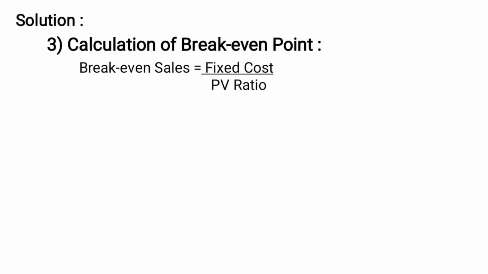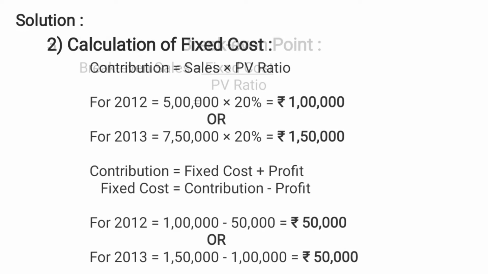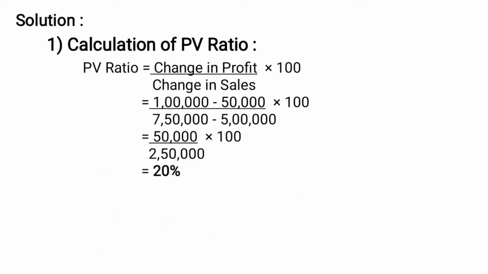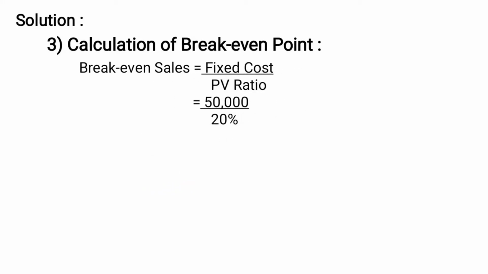Third, calculation of break-even point. Break-even sales is equal to fixed cost divided by PV ratio, which will be equal to fixed cost amount is rupees 50,000 divided by PV ratio, which is 20%, which will be equal to rupees 2,50,000.